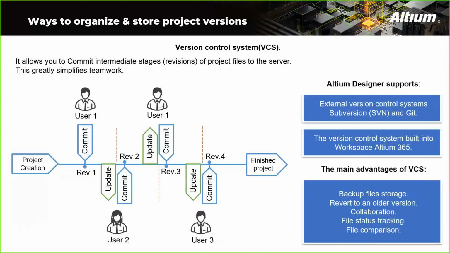A version control system allows you to make commits that capture the intermediate state of the project and save them to a server with the availability to view the changes made. This does a few things. For one, it greatly simplifies teamwork because now you can have several people work on different files at the same time, all periodically saving their files to the server where they are immediately shown to all other project participants.